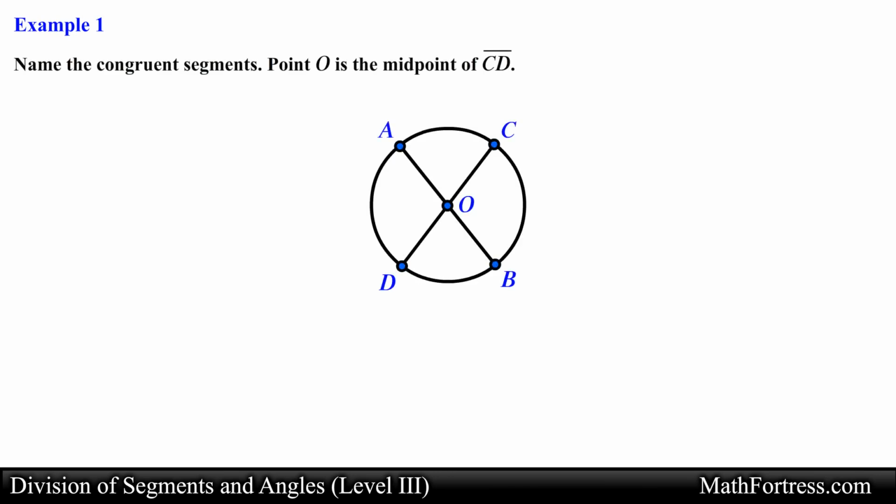Name the congruent segments. Point O is the midpoint of segment CD. In this problem, we are asked to determine which segments are congruent given that point O is the midpoint of segment CD. Recall that a midpoint splits a segment into two congruent segments. Since point O is the midpoint of segment CD, it will split it into two congruent segments. We can illustrate this by drawing a single tick mark for segment DO and segment OC. In this case, segment DO is congruent to segment OC. And this is our final answer.